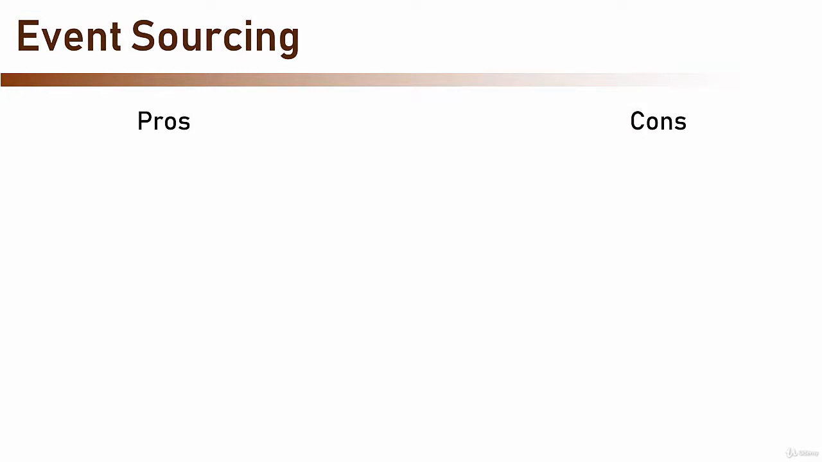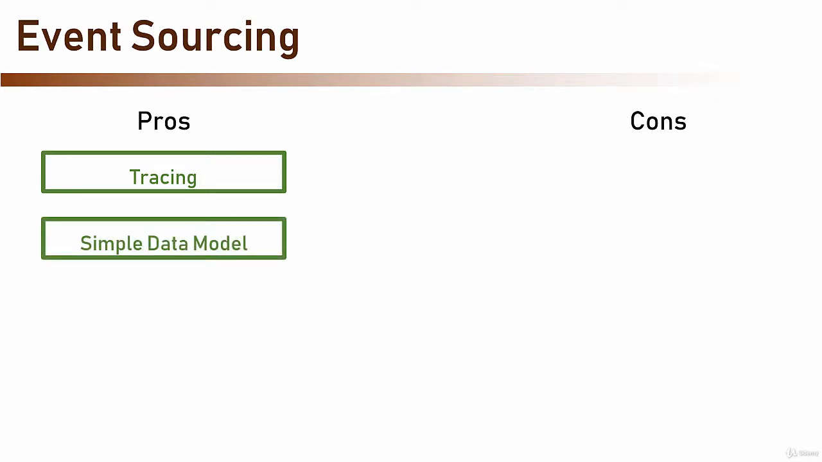Let's look at the pros and cons of event sourcing. First, the pros. 1. Tracing. We already talked about it. Using event sourcing, you can track all the events that happened to the entity quite easily. Second, data model. Using event sourcing, your data model becomes extremely simple. No more do you need to design complex entities with relationships to other entities. All you need to do in order to get the entity's state is to go through its events and build an ad hoc state of it.